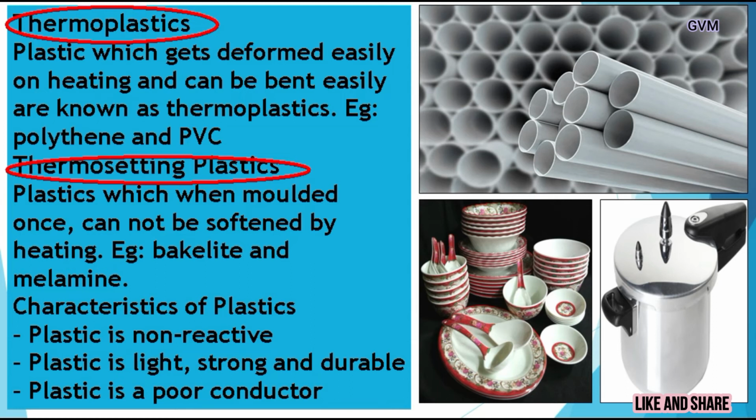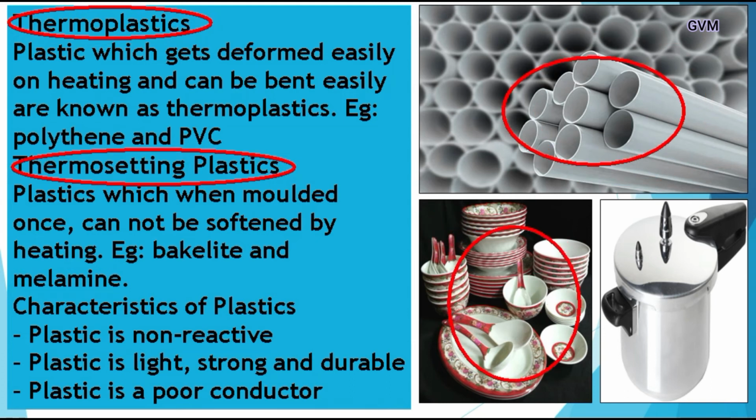And students, the thermosetting plastics are that kind of plastics that cannot be softened by heating, or we can say that they cannot be molded on heating. Examples are bakelite and melamine. As you can see in this figure, the first one is an example of PVC, which means thermoplastics. And the next two examples, this one is melamine, which means thermosetting plastics. And this one here is an example of bakelite.